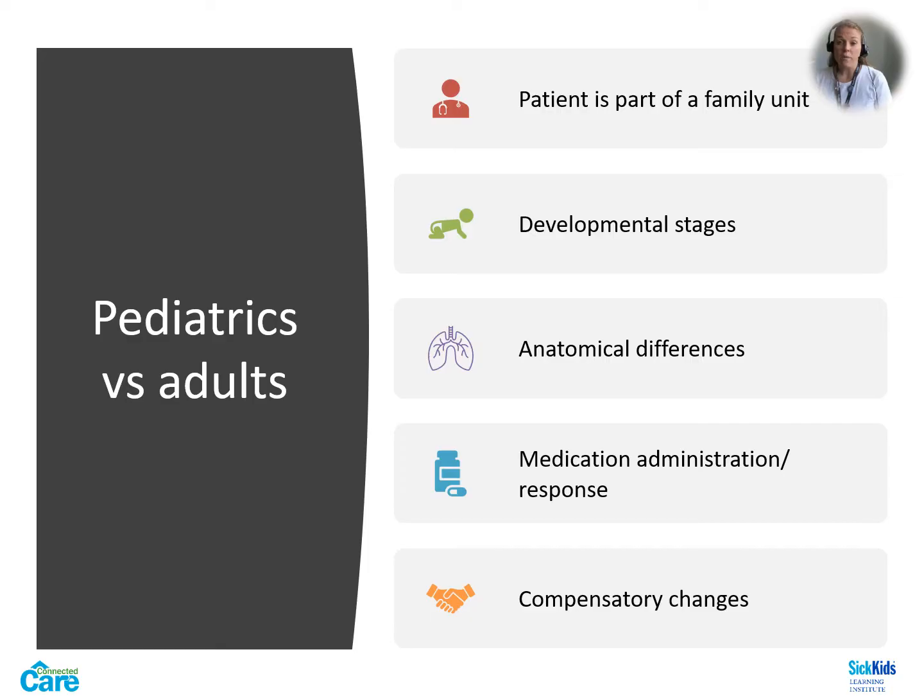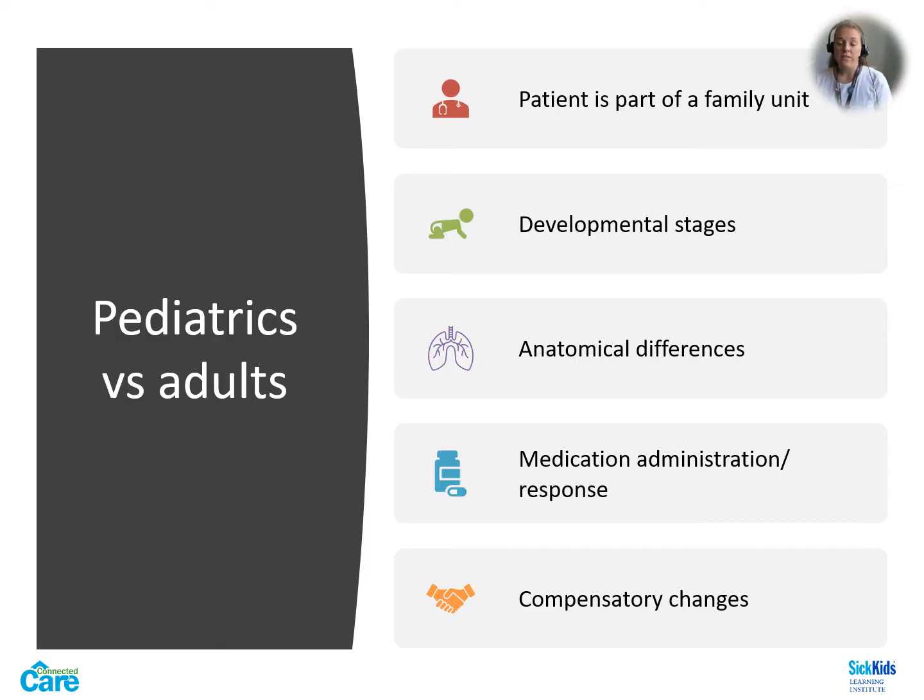There are anatomical differences between pediatrics and adults that may impact your assessment. For example, children have larger heads, thinner skin, their airway is more narrow, they have shorter necks, and softer bones. And these can influence the way a child responds or compensates to medical changes.